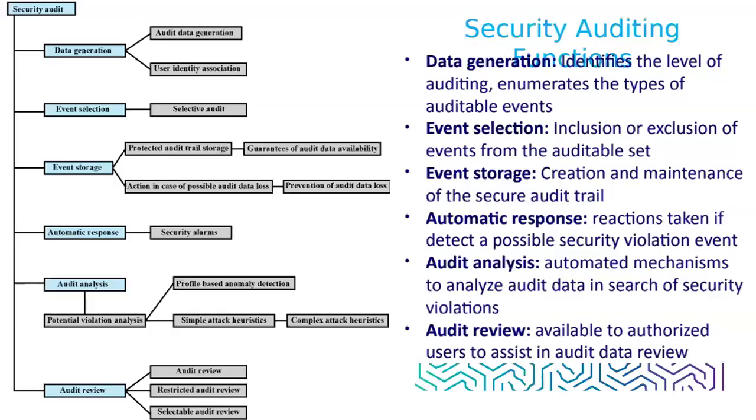Then event selection is choosing which events should be included in or excluded from auditing, and then event storage is creating and maintaining a secure audit trail. After that, the automatic response is the action automatically taken when a possible security violation is detected, and then the audit analysis is automatically examining the audit data to identify possible security violations, and then audit review, which allows the authorized users to examine the audit data.